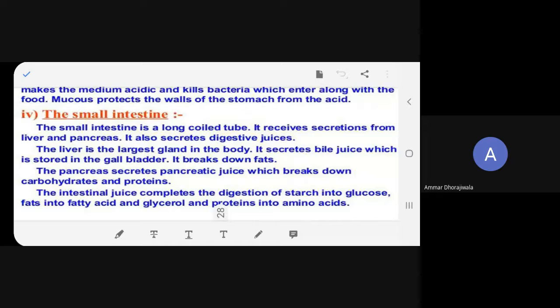Now this small intestine juice, that is the secretion. What does it do? The digestion is completed in the small intestine by converting starch into glucose, fats into fatty acids and glycerol, and proteins into amino acids. Everything is done in the small intestine with the help of the pancreas and liver. Is it clear to all of you? Your digestion is complete in the small intestine.